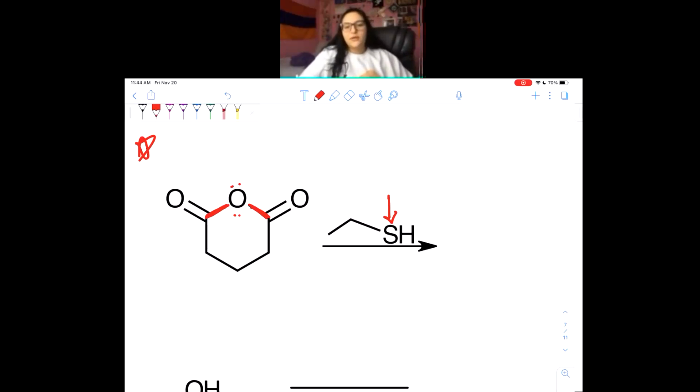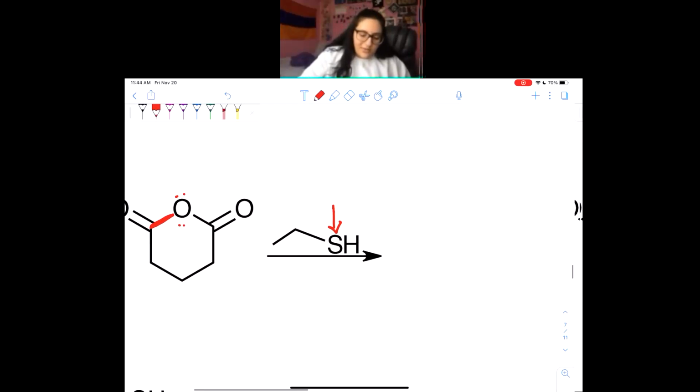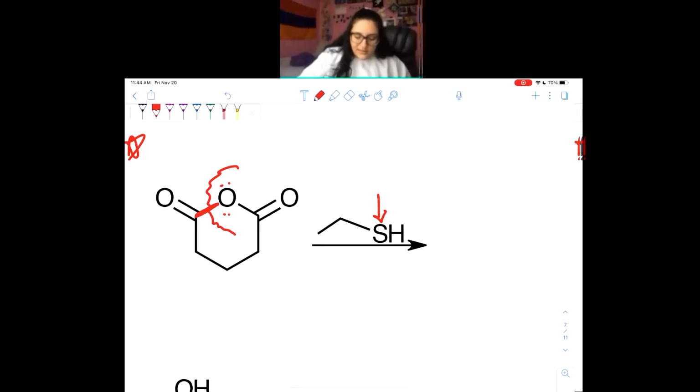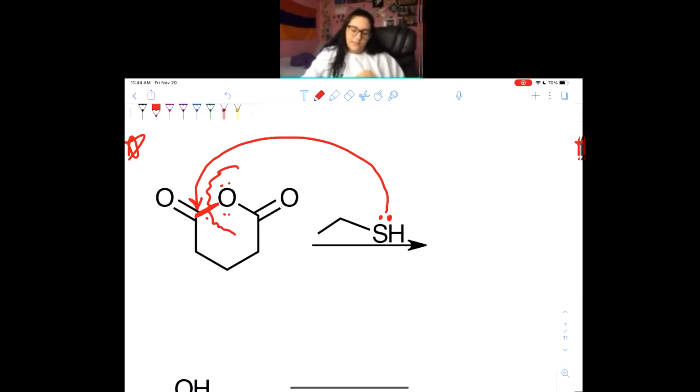So just for the sake of keeping everything the same, I always like to use the carbonyl on this side, but you could use either one and get the same answer. So the bond in red is the one that we are going to break. So this whole thing is going to be our leaving group. Let me delete that arrow and draw my electrons. So we're going to go ahead and attack here. We're going to break open the ring.